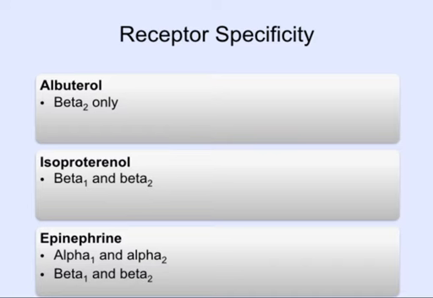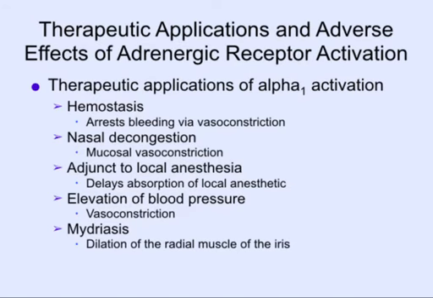Epinephrine, like I mentioned before, hits all four: alpha 1, alpha 2, beta 1, beta 2. So let's look specifically at alpha 1. Alpha 1 can affect hemostasis, so it'll stop bleeding, and that's through vasoconstriction. It also has an effect on nasal decongestion, through vasoconstriction as well. Think about medications like pseudoephedrine; that's how a nasal decongestant works. It's through the sympathetic nervous system.